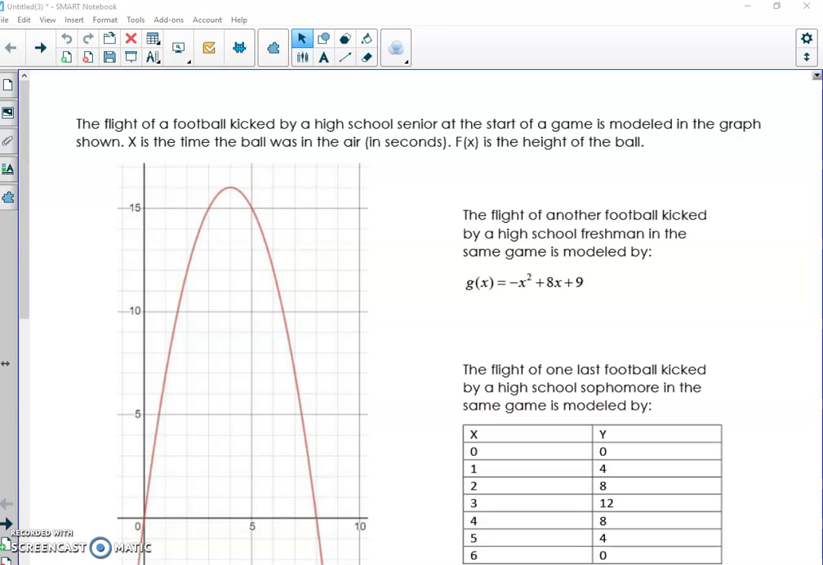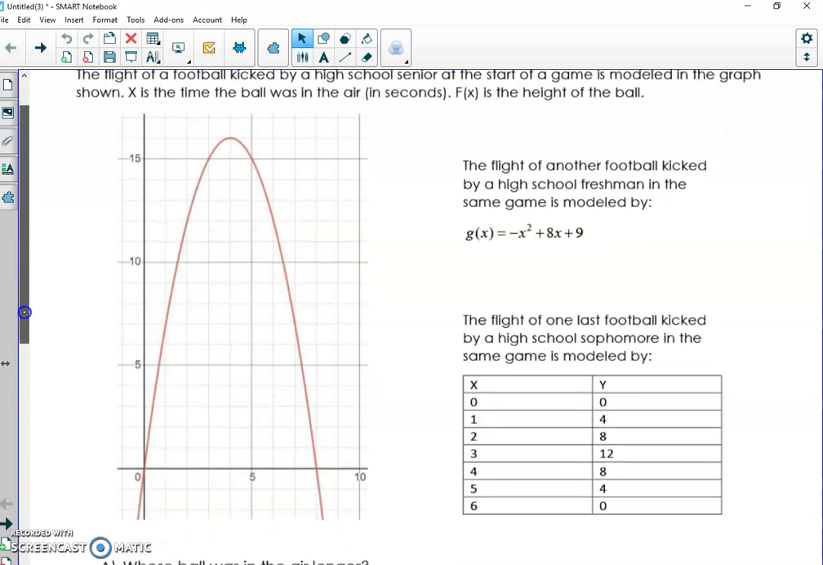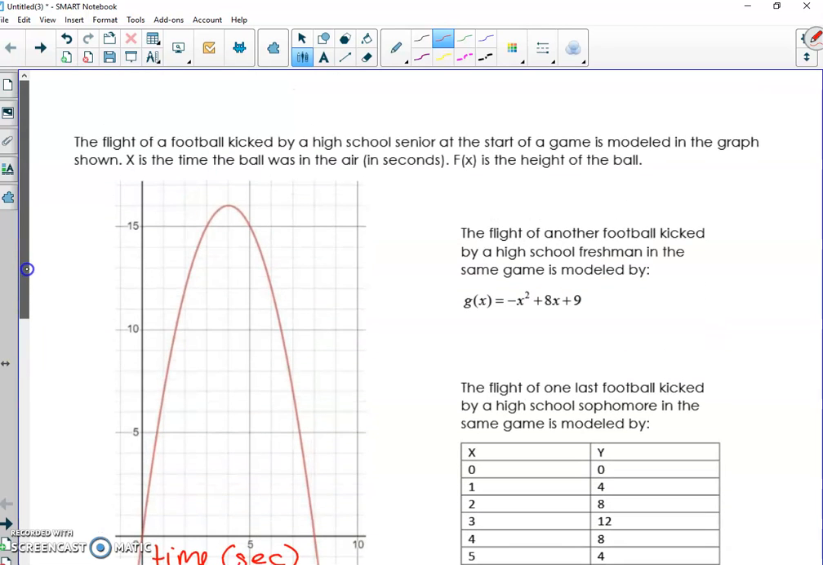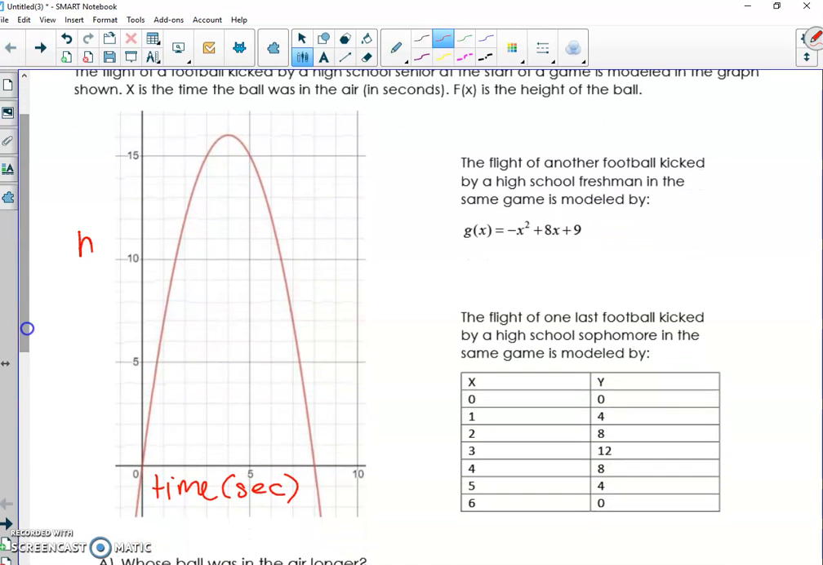So this one says the flight of a football kicked by a high school senior at the start of a game is modeled by this graph. X is the time the ball is in the air in seconds. So this down here is time in seconds, and then it says the y, the f of x, is the height. So this is the height of the ball. You can see that the highest his ball goes is up here. I mean, literally you can physically see that, right?